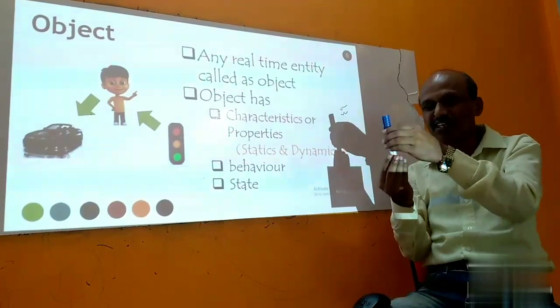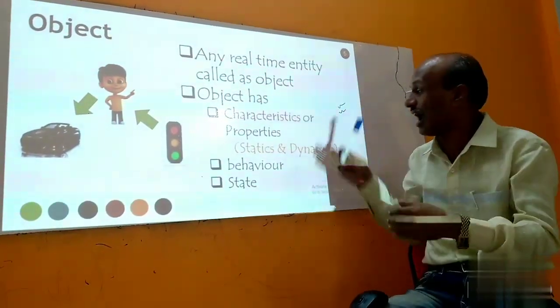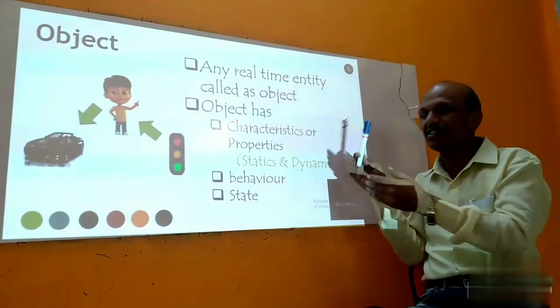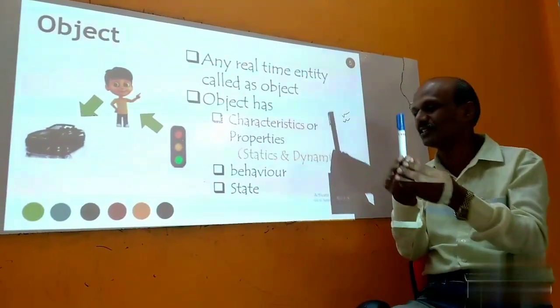So what is the behavior of an object? How an object acts and reacts with another object. So this pen is reacting with this whiteboard for writing. So writing is a behavior.